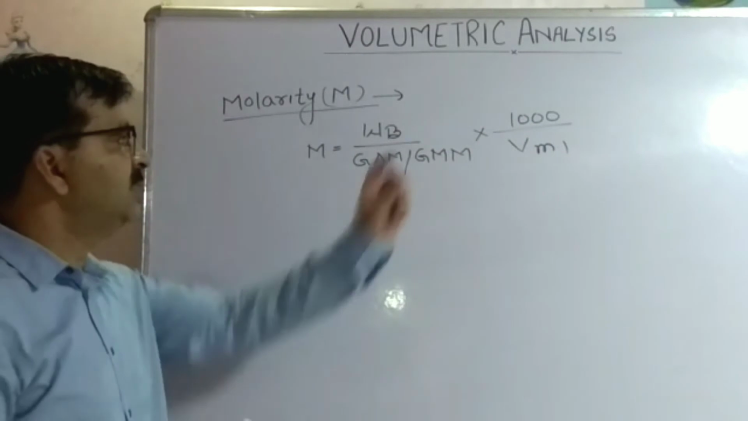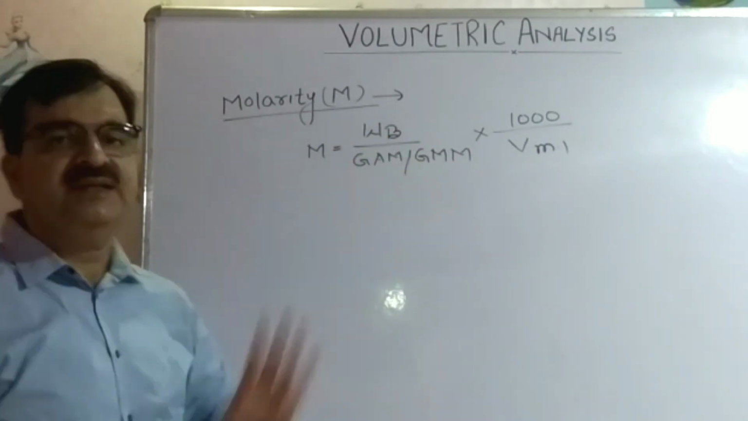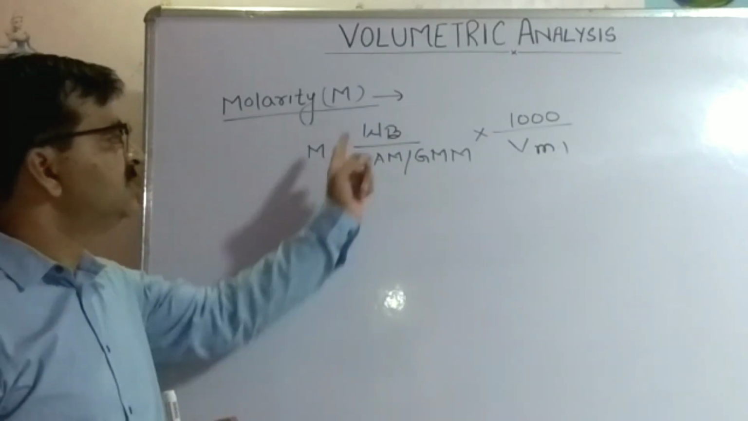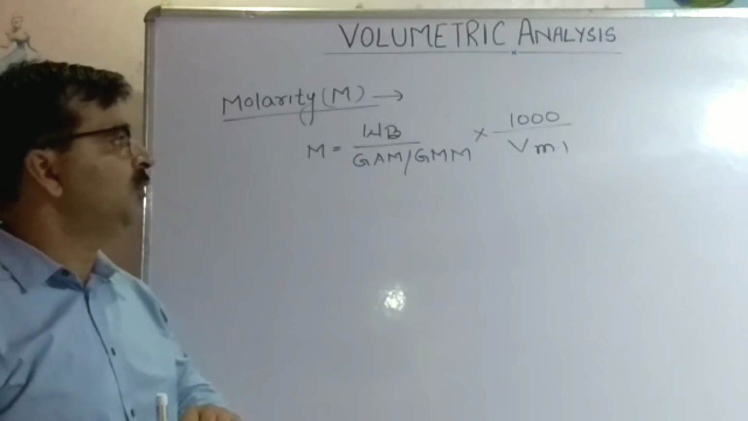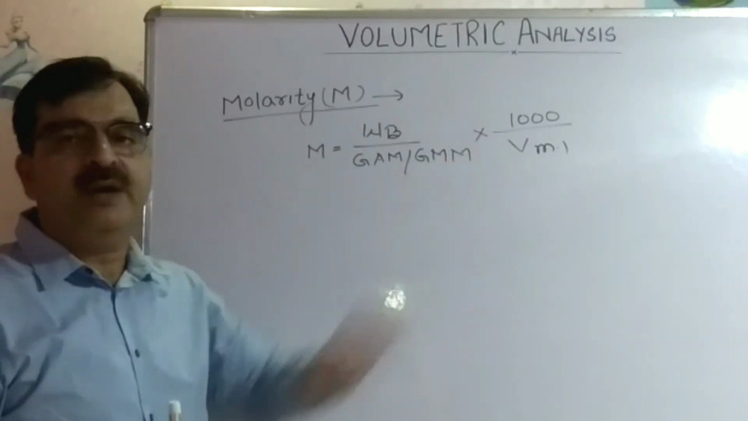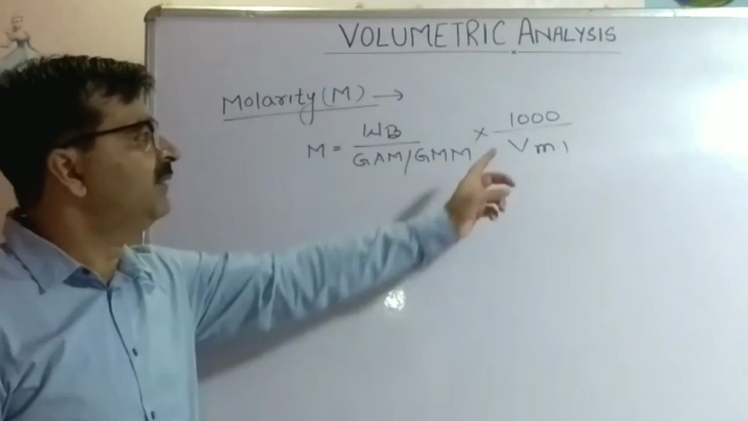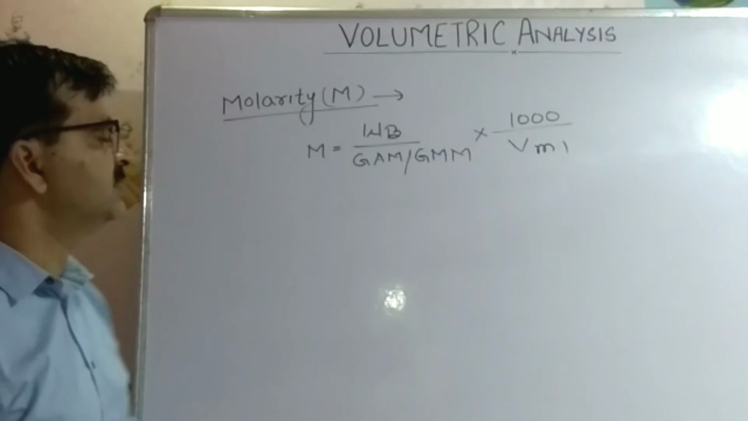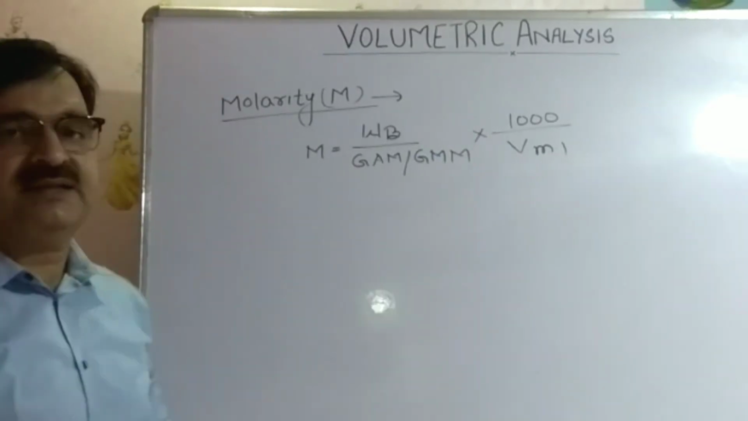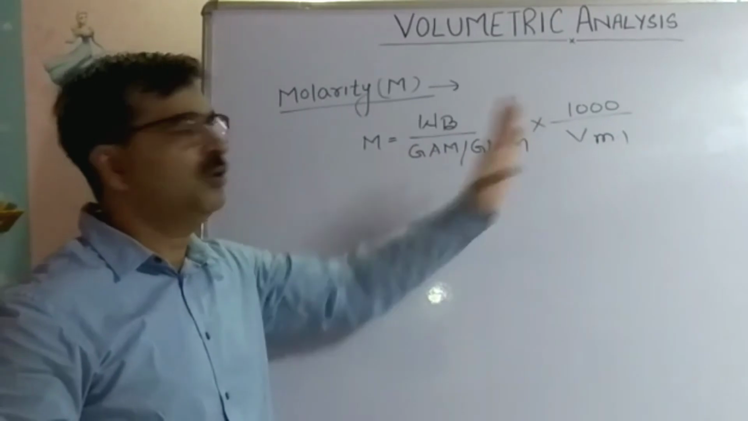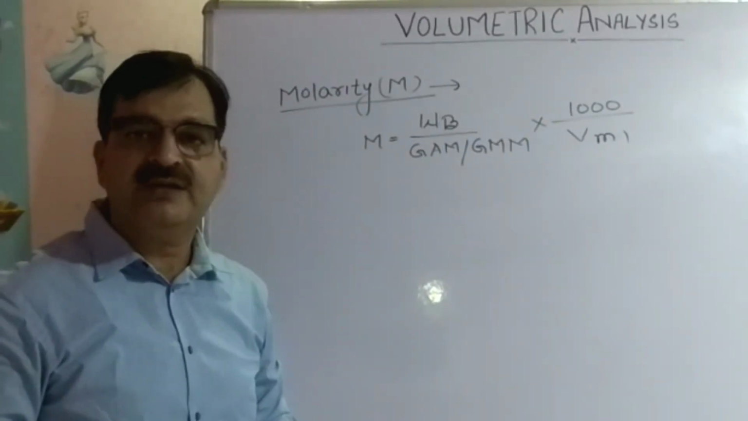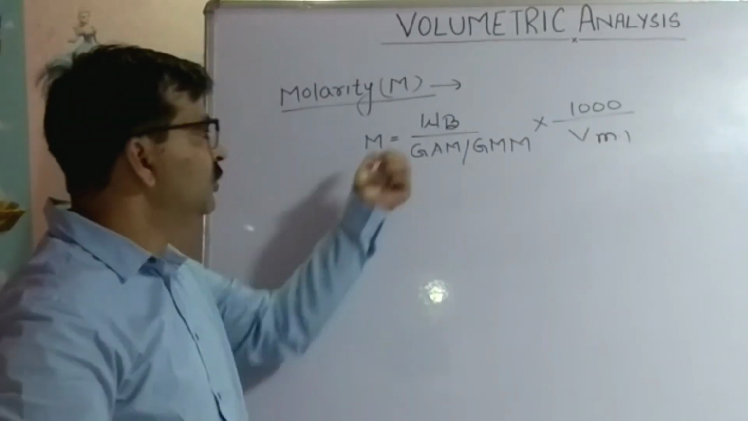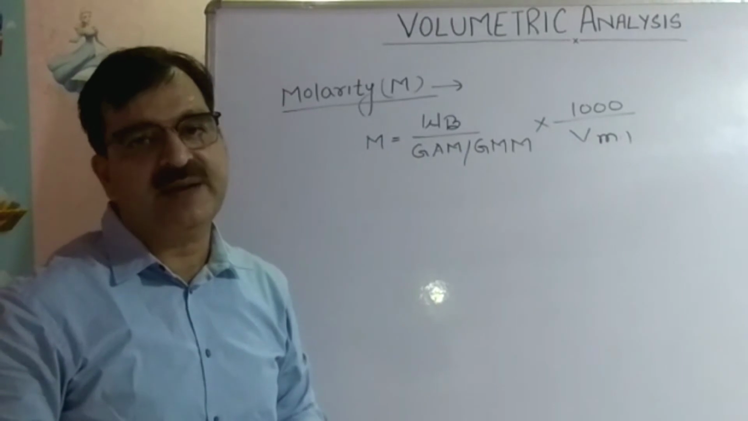Now students, WB upon GAM or GMM represents the number of gram moles. That is simply the number of gram moles of solute dissolved per liter of solution. If we have the volume of solution in ml, then divided by 1000 we get it in liters. Now students, this molarity depends upon the volume of solution, and as we all know, volume varies with respect to temperature. So this molarity also varies with respect to temperature.